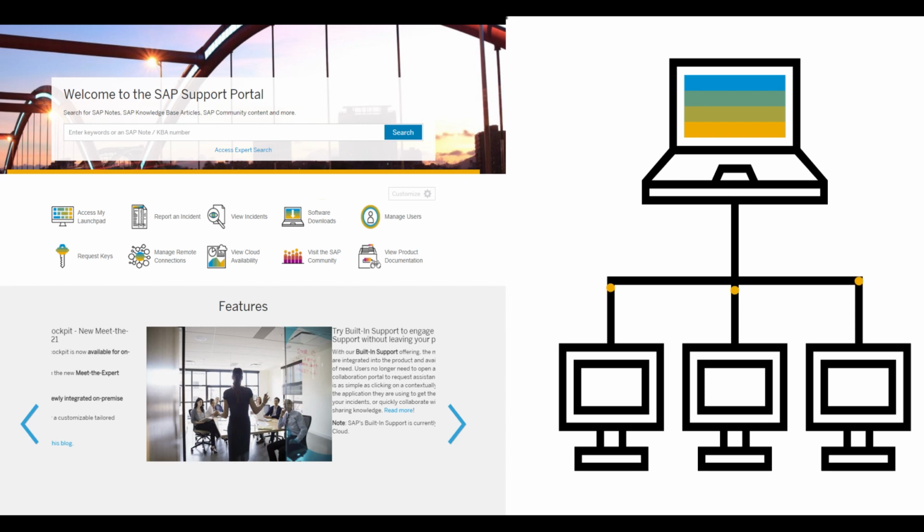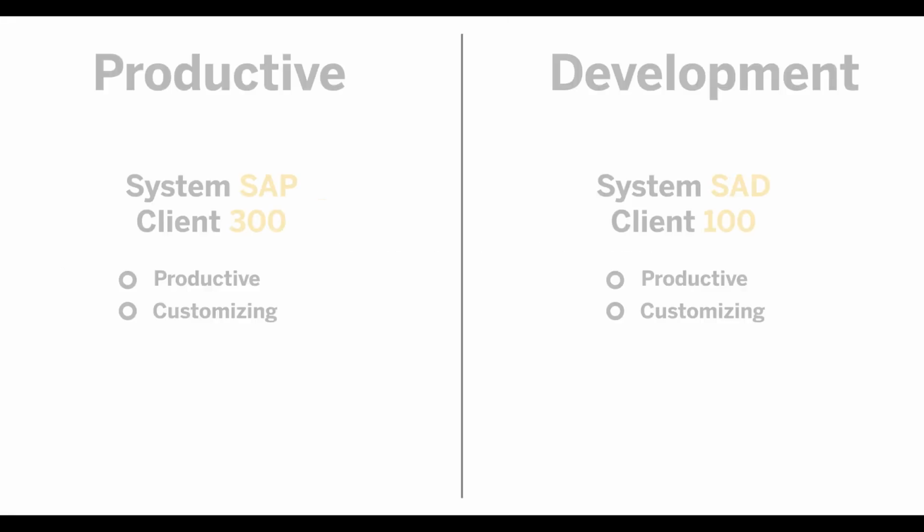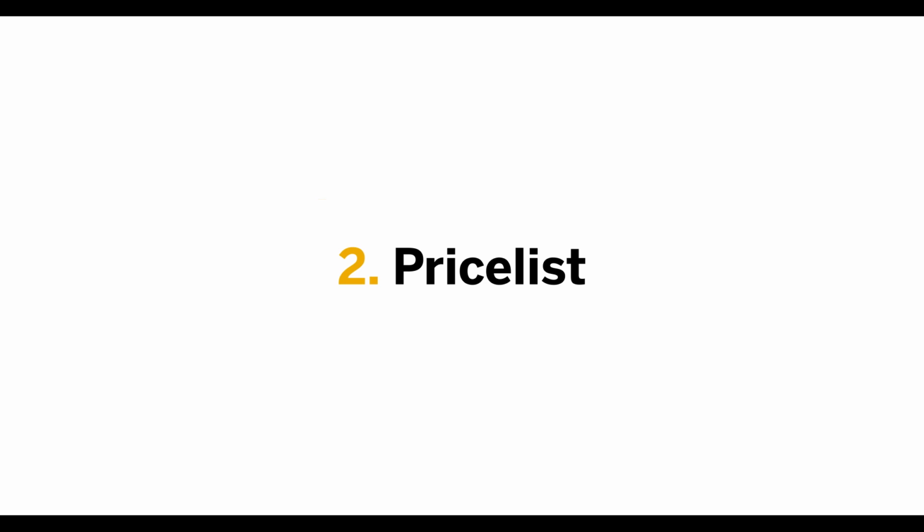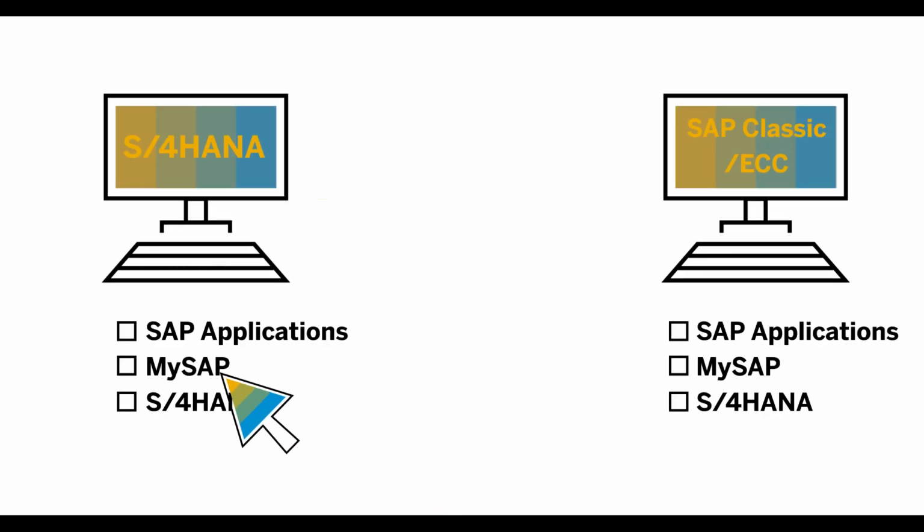Step 3. System cleanup. To make sure the measurement is complete and accurate, it is important that your system landscape is maintained on the support portal. Once that is done, check your systems as such. System status. Include on productive systems your productive clients. On your development systems, a customizing client. Price list. Make sure the correct price list is chosen and activated on the systems.